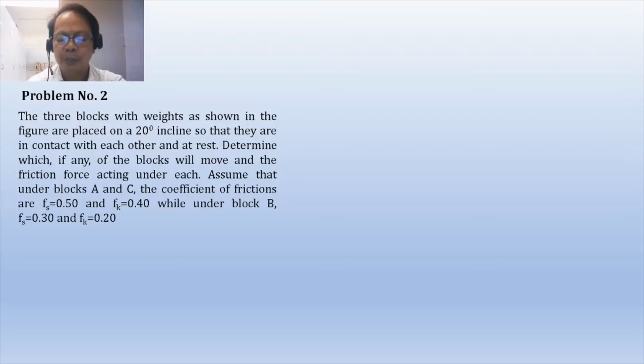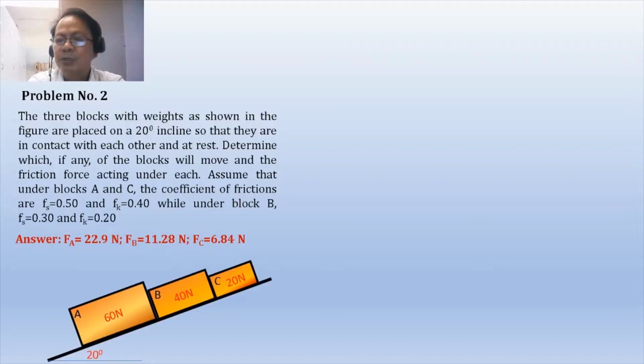And I'll be showing you our figure. The figure looks like this one. So there are three blocks as shown here, A, B, and C, whose weights are indicated such that block A has a weight of 60 Newton, block B has a weight of 40 Newton, and block C has a weight of 20 Newton. And all these are in contact with each other and at rest, and they rest on an inclined plane 20 degrees to the horizontal.